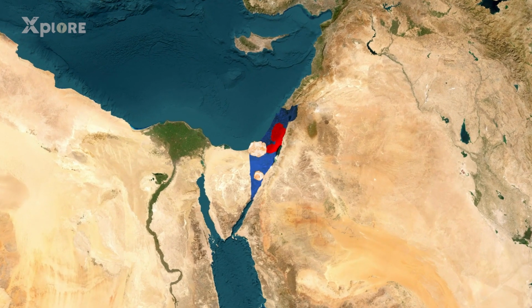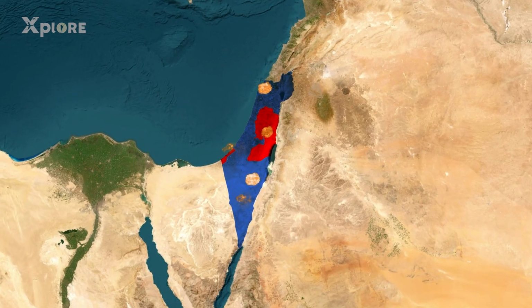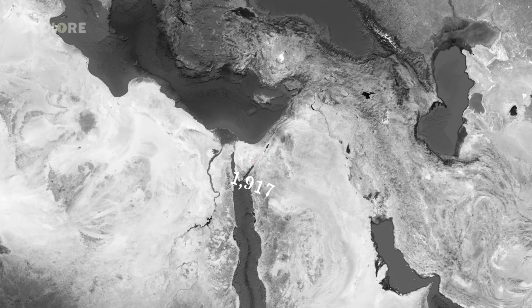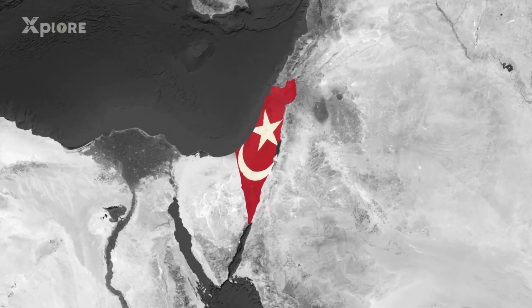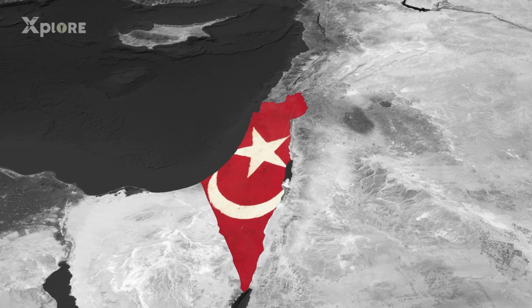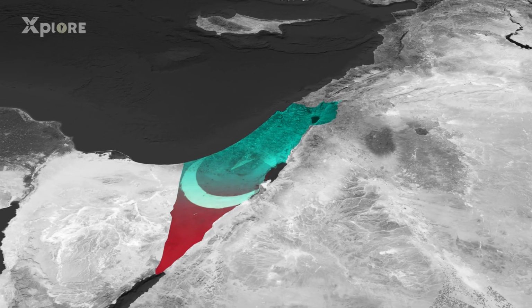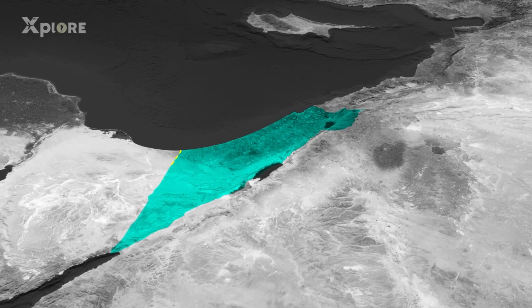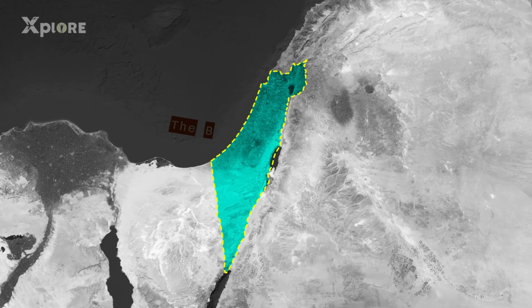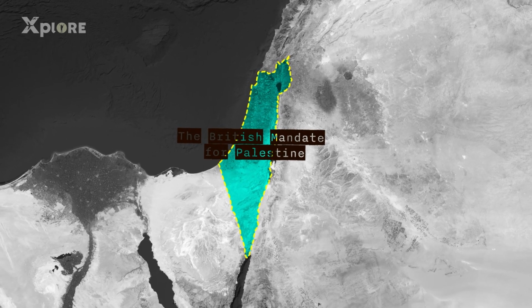To understand the Israel-Palestine issue, we must go back 100 years to World War I. At that time, this land was under the Ottoman Empire, meaning under Turkish rule. During the war, Britain and its allies defeated the Ottoman Empire and took control of this land. The present-day territories of Israel and Palestine were then named the British Mandate for Palestine.